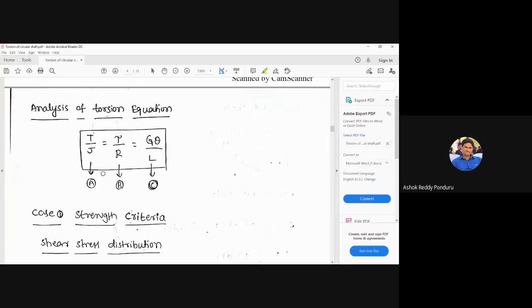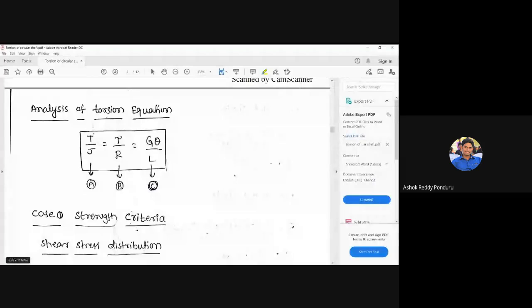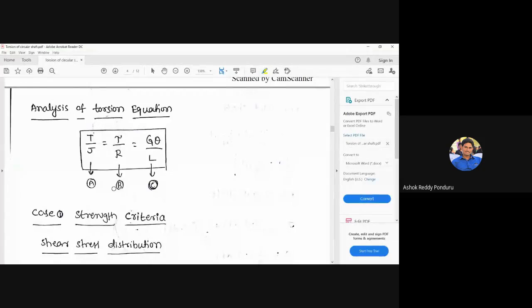T by J is equal to tau by R is equal to G theta divided by L. I am considering the T by J ratio as A, the tau by R ratio as B, and the G theta divided by L ratio as C. Now, case 1.